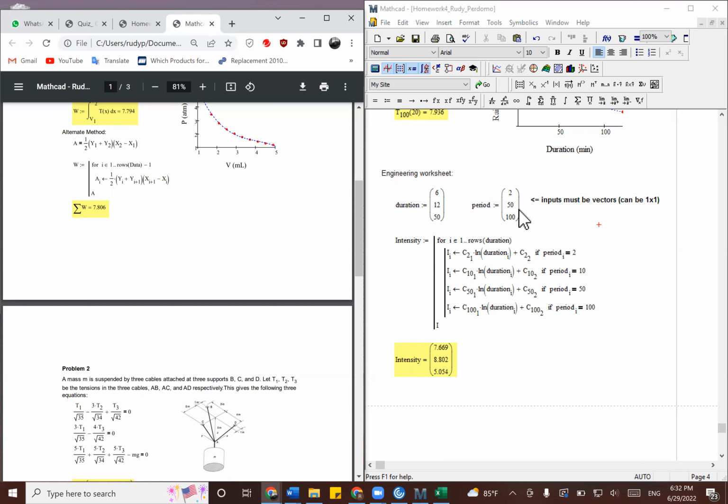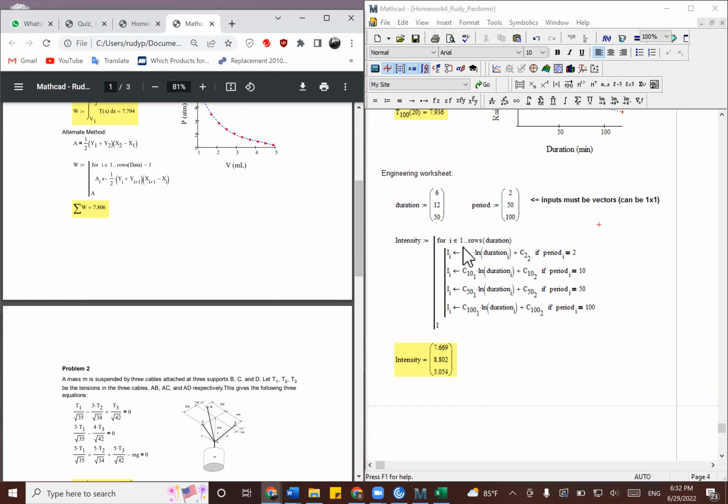Okay. So now it's gonna look at the first one because I is equal to 1, right? It's gonna look at the first value of period, correct? And in this case, it's 2. So if period bracket 1 is equal to 2, it's going to use this formula right here. Okay. All right.